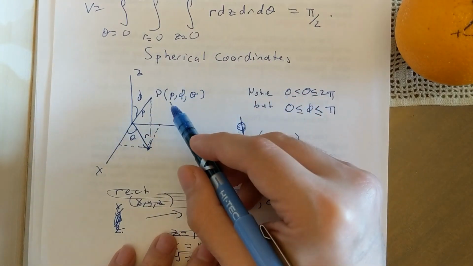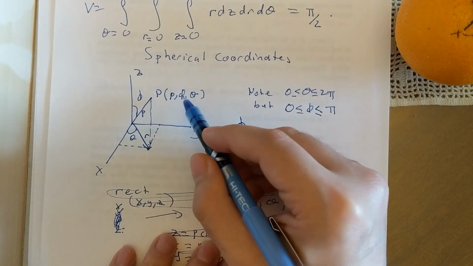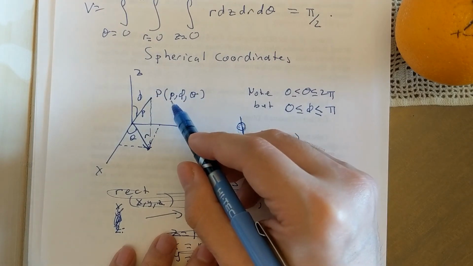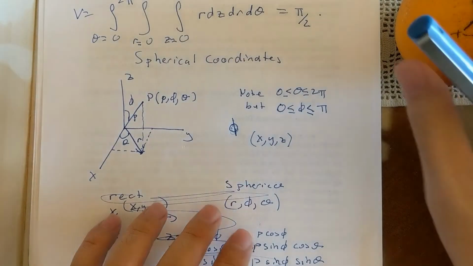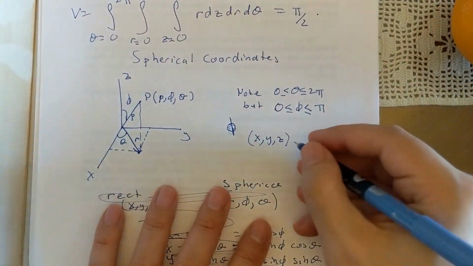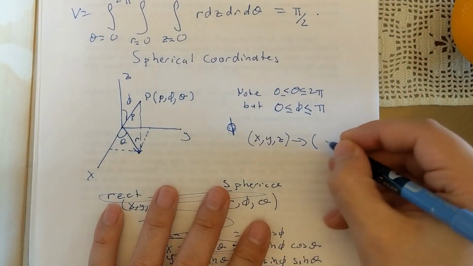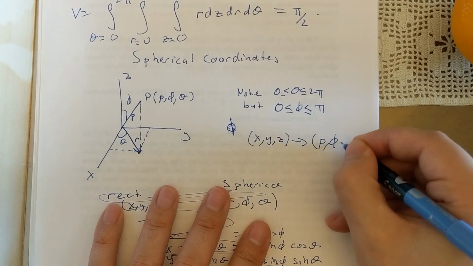Now, we have rho, phi, theta, in that order: rho, phi, theta. So how are we going to do the representation? Let's look at the transformation of this. How is this going to go from x, y, z to rho, phi, theta?